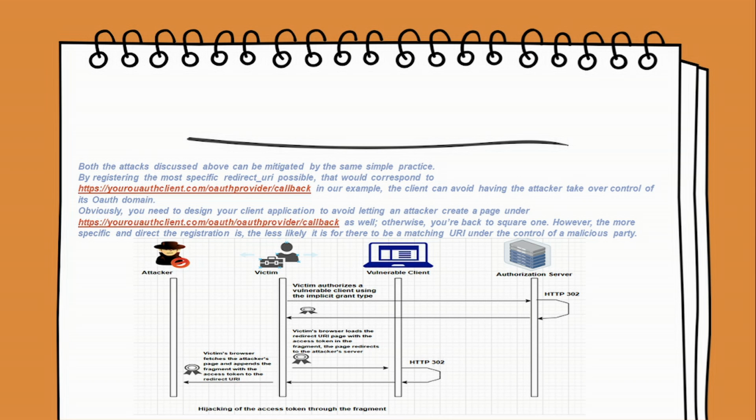Where there is a hijack of the authorization code through the referrer. So right now we understand the importance of exact matching and proper registration of the redirect URI at the authorization server. That is very important. If you are not doing it, again there is a chance of vulnerability. It's not very easy for anyone to just get access, but there is a chance. Both these attacks discussed above can be mitigated by the simple practice of registering the most specific redirect URI possible, corresponding to the complete address in our example. The client can avoid having the attacker take over control of its OAuth domain.